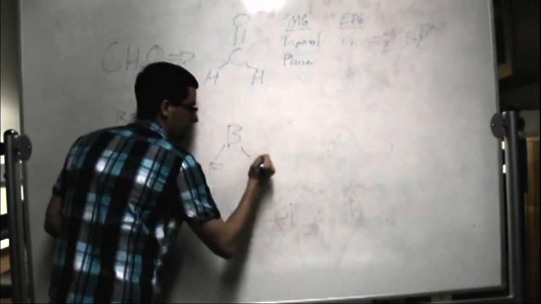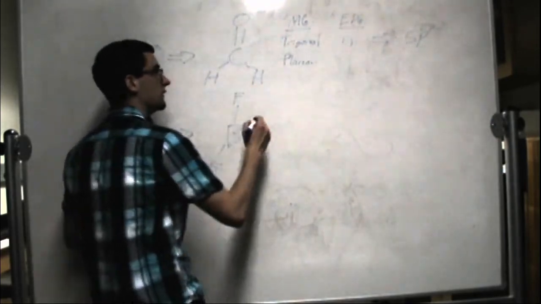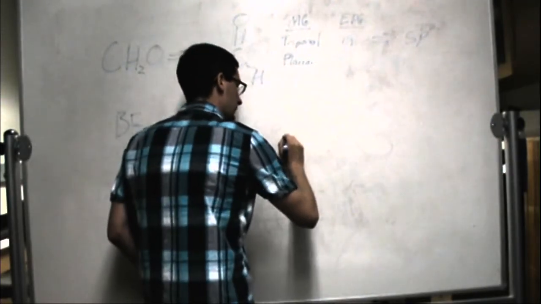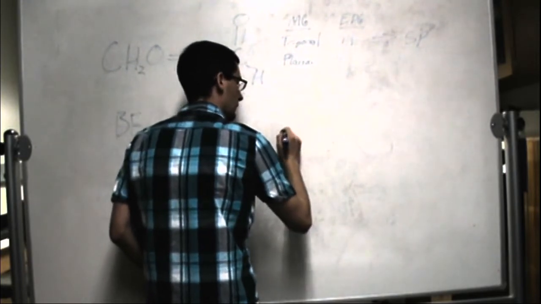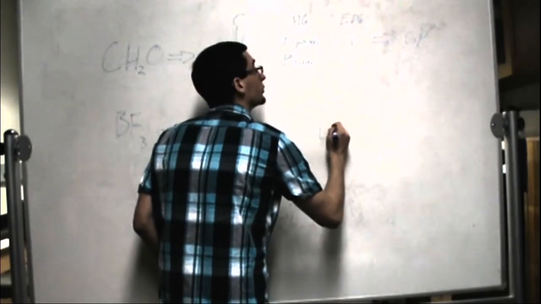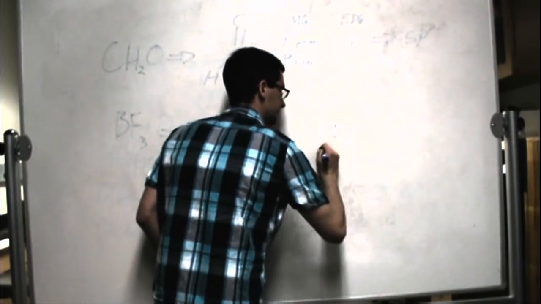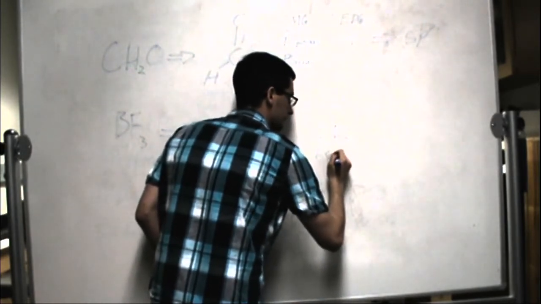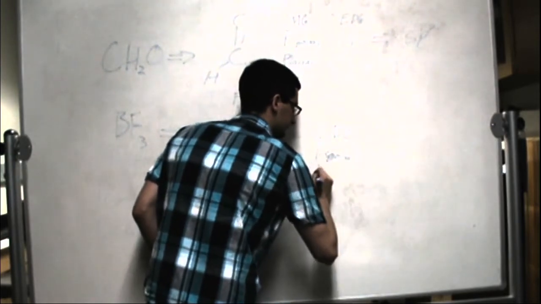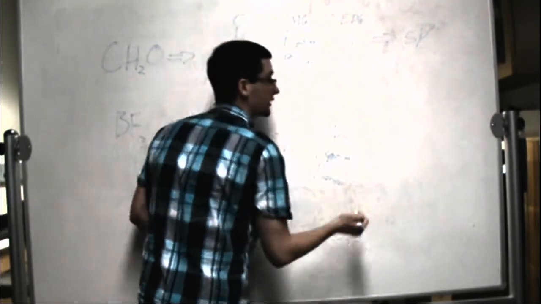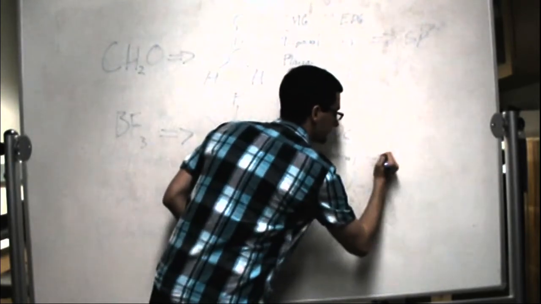All right, what about something like boron trifluoride, where we have three fluorides? It would look something along the lines of this: B, F, F, F. This one has a trigonal planar molecular geometry, and the electron domain geometry is also trigonal planar. Which then translates to an sp2 hybridized system.